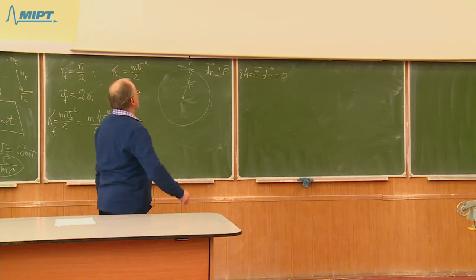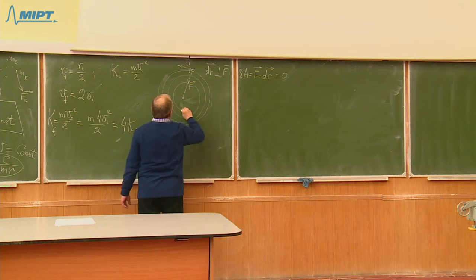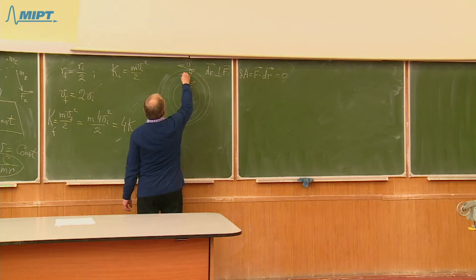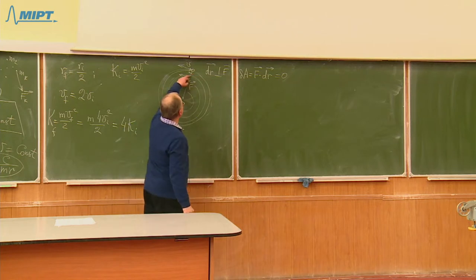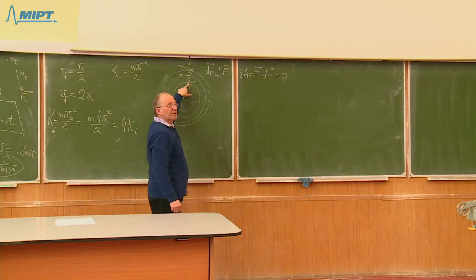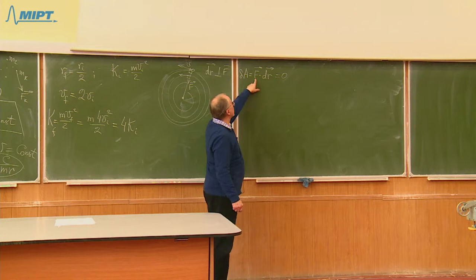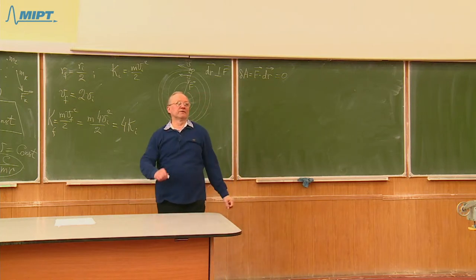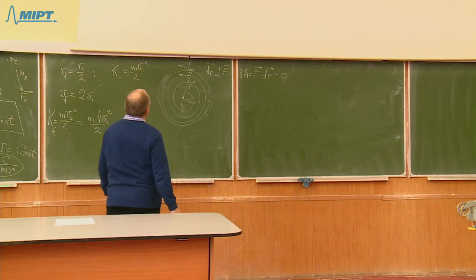But in this particular experiment, the ball was moving along a spiral trajectory. It was not a perfect circle. It was a spiral. And when you have a spiral, in this case, the velocity is not perpendicular to the force. The angle between the small displacement and the force will be different from 90 degrees. And that's why the force of tension of this thread performs work in this experiment, because the ball moves along the spiral trajectory.